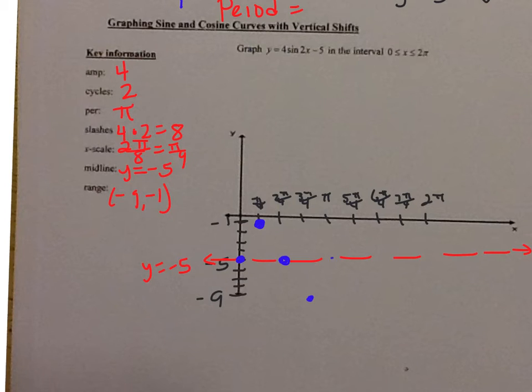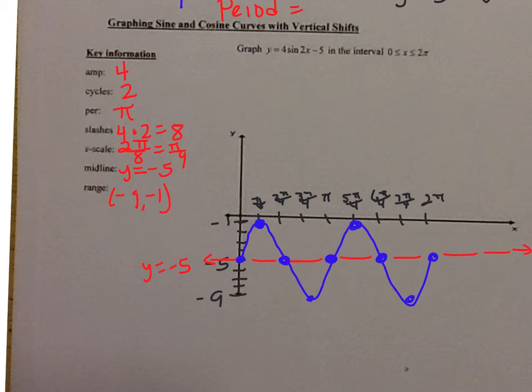Go back up to -5. Back up to its max at -1. Go to -5. Back down to its min at -9. And back up to the midline. And then you could draw in your curve. So it looks like that.